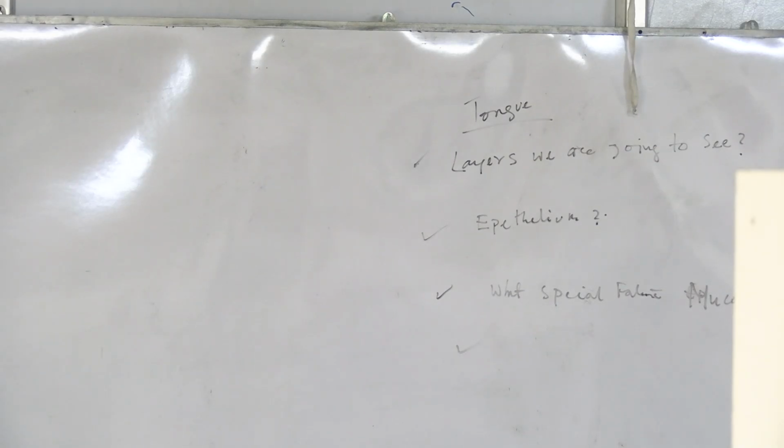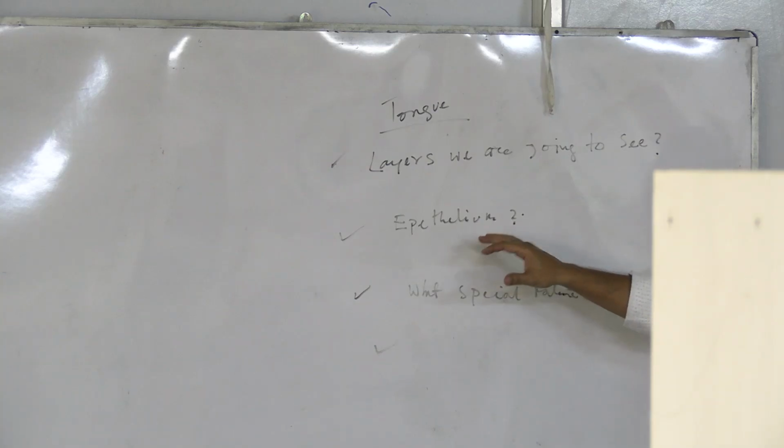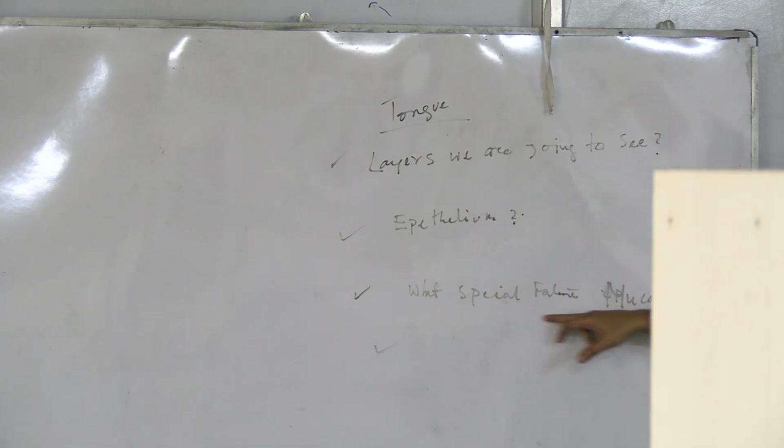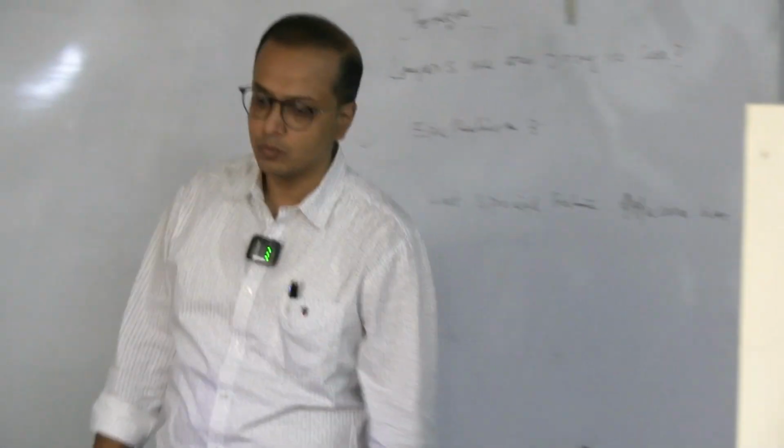Then you go to the slides, there are 5-6 slides there, press there and try to see the things whatever we have discussed so far. First thing, what are the layers you are going to see in the tongue specimen. Second thing, what kind of epithelium you are going to see there, and what special feature this mucosa has, that means whatever we have discussed so far. So, once you clarify these things in your mind, then you go and see the slides, split into groups and see what you are expected to see. If you know, then you can see, and that makes these things clear for you.